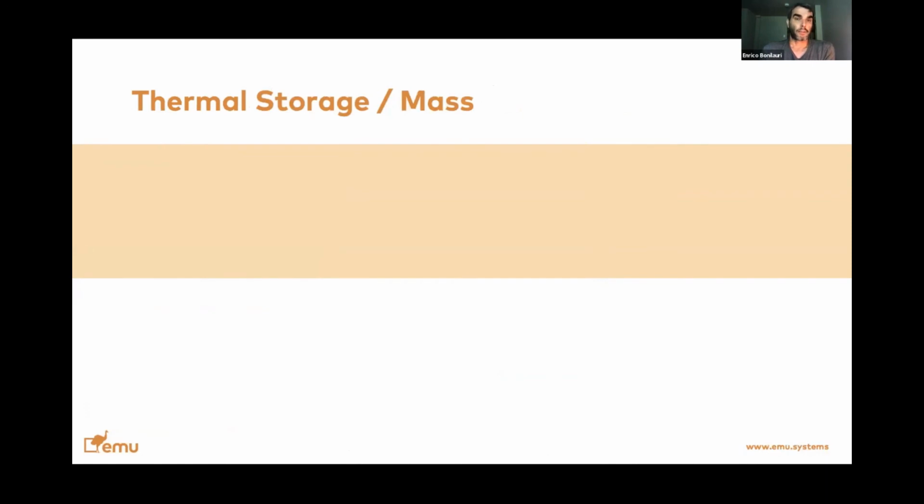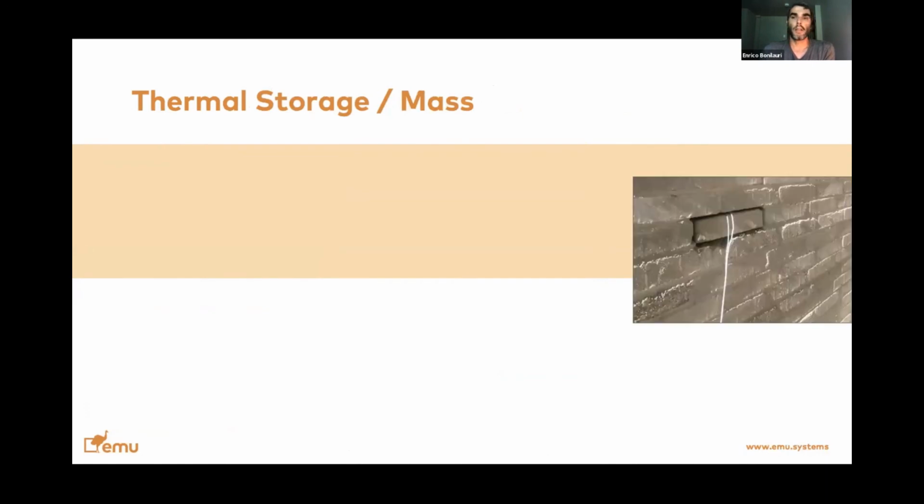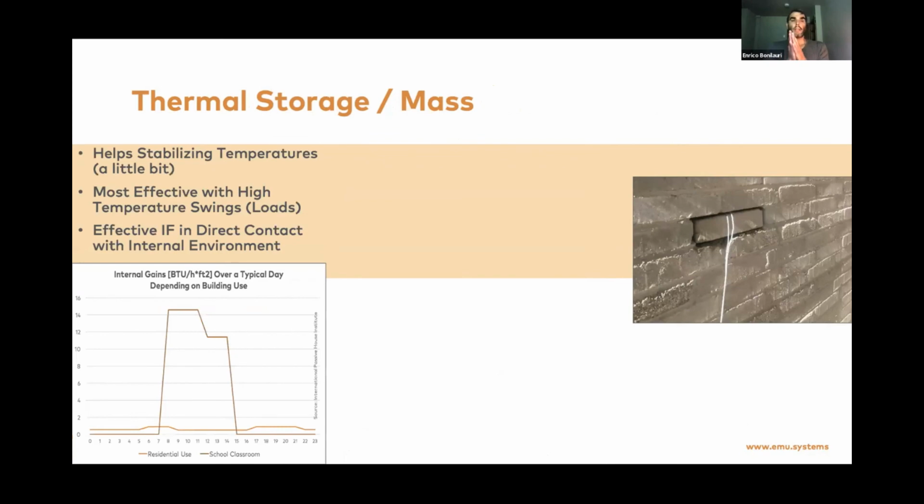Thermal mass and thermal storage is something that is highly discussed. This is a brick wall, for example, and the wires that you see going inside the wall are part of a monitoring setup that we have in place in Colorado. The key of thermal mass and storage is that it does help stabilize temperatures a little bit. So it is most effective where you have high temperature swings, that is high loads. And it is effective if the thermal mass is exposed and in direct contact with the internal environment.